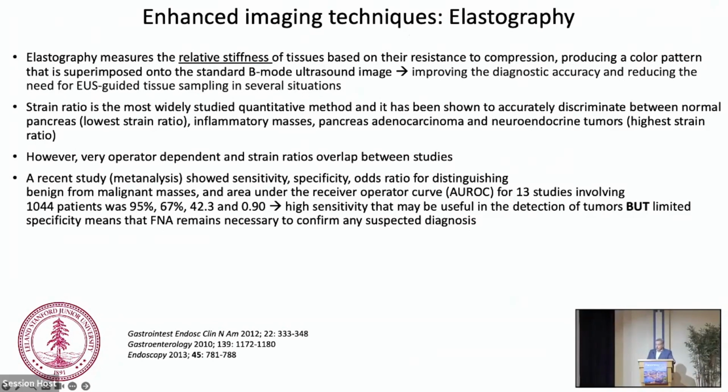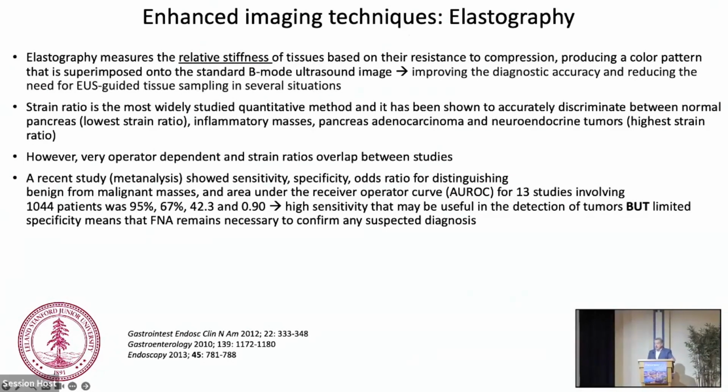What is used most is the so-called strain ratio that discriminates between normal pancreas, which has a lower strain ratio, and inflammatory masses, adenocarcinoma, or neuroendocrine tumors that have a higher strain ratio. As with everything, it's very operator dependent. And if you look at the studies, the strain ratio overlaps between studies.